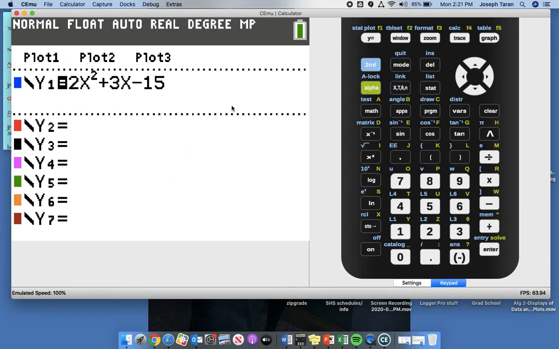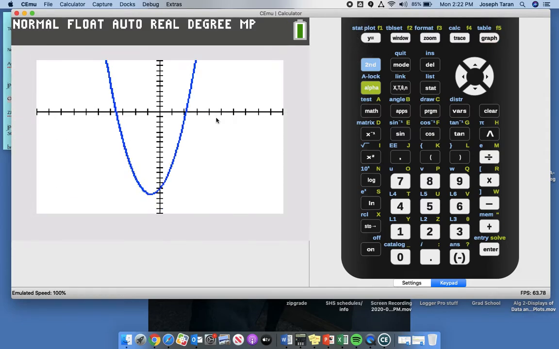But that's okay. So what I've done here is I've just put a random parabola into my y equals. Y equals is right up here in the upper left-hand corner, and then I'm gonna graph this. Okay, so I got a parabola. I have a zero, or an x-intercept, here and a zero here. I call them zeros. Some people call them x-intercepts. Some people call them roots.